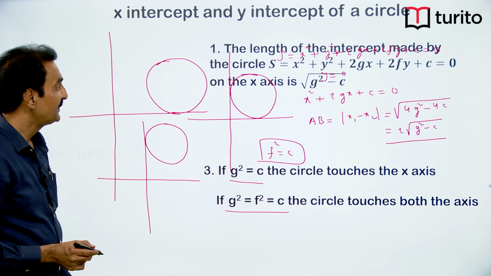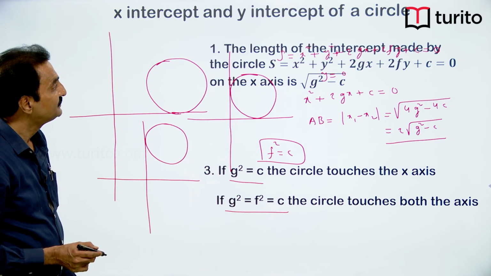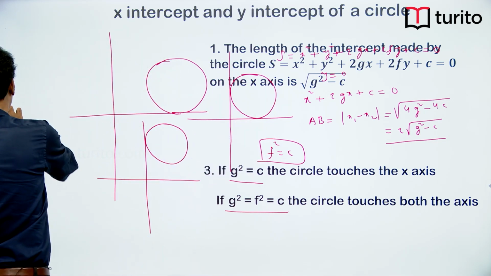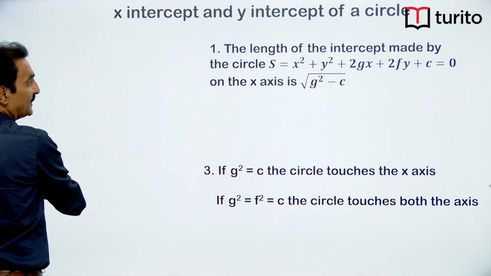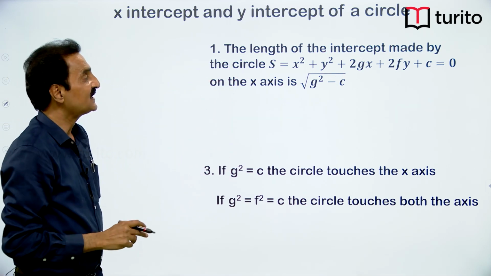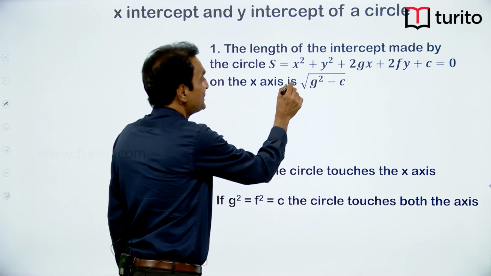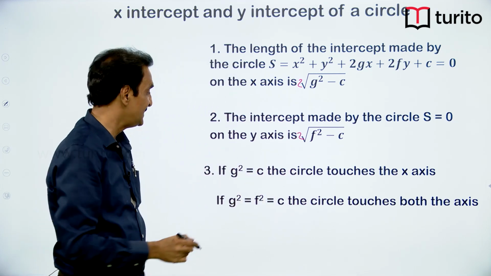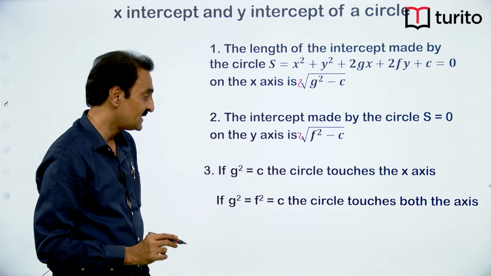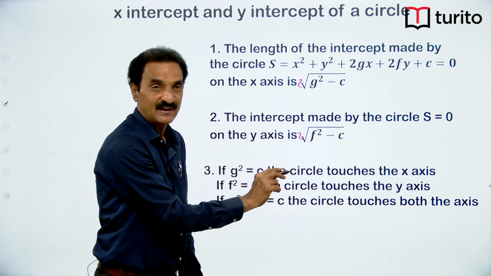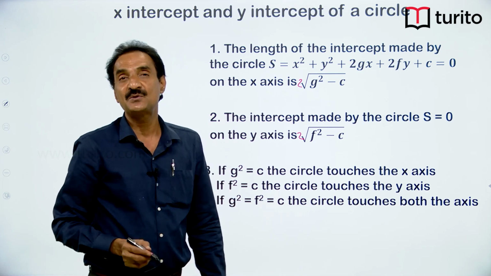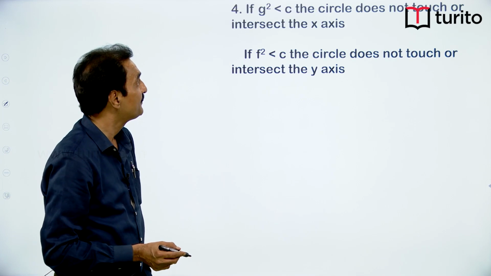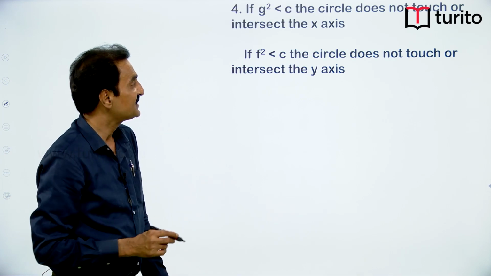Moving to point number 1, length of the x-intercept. The length of the intercept made by the circle on the x axis is 2 root g square minus c, and the length of the y-intercept is 2 root f square minus c. If g square is equal to c, the circle touches the x axis. If f square is equal to c, the circle touches the y axis. If g square is equal to f square is equal to c, the circle touches both the axes. Next point. We have discussed these points.